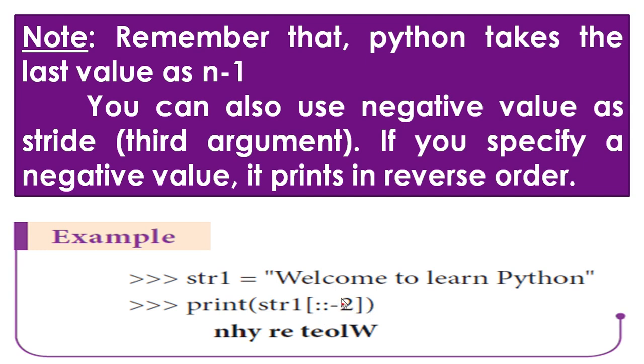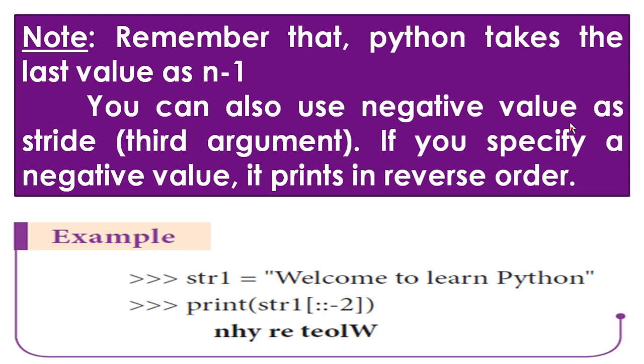Here the index value is -2. Note, remember that Python takes the last value as n minus 1, not n. If the length is 16, then n minus 1, that is 16 minus 1, which equals 15, is the last index value.